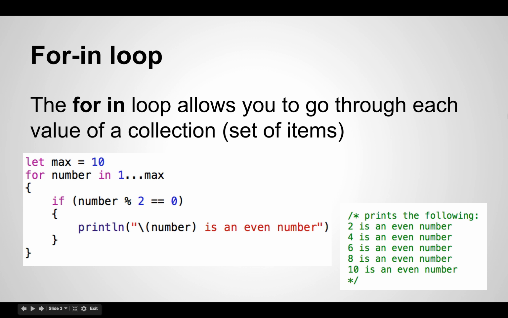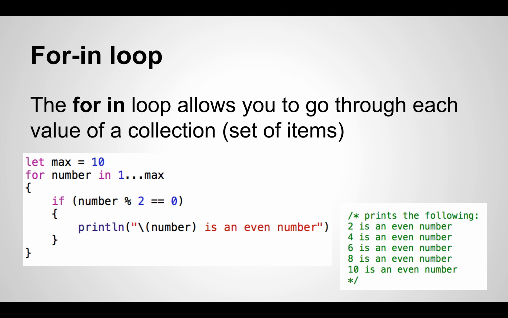So first one, for in loop. The for in loop allows you to go through each value of a collection, or a collection is also a set of items. Okay, so take a look at this example. You let max is equal to 10. So you have this value max, that's 10, and you do for number in 1 all the way to max. Okay, so right now it's going to go through each number from 1 to max, and max is 10. So it's going to go through number 1, 2, 3, 4, 5, 6, 7, 8, 9, 10.